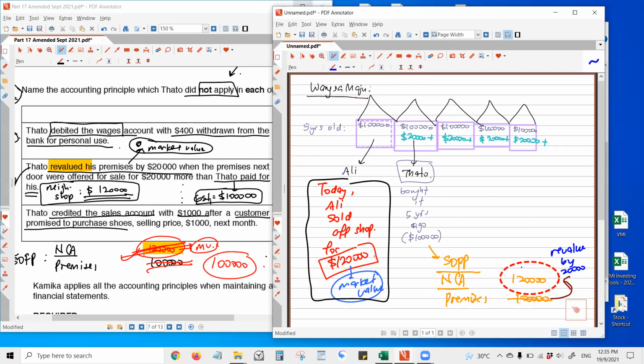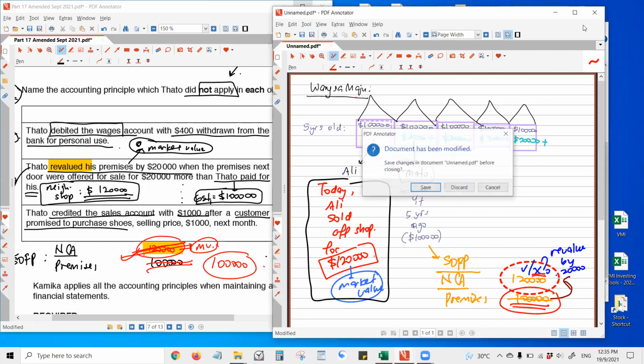So is this the right way to do? The answer is no. This is not right, because the question doesn't tell you that Tato would like to close down his business. So Tato is supposed to show the original 100,000, the cost, in order to follow the going concern principle. Revalue means changing the cost to the market value. Okay, so I think you get it now. Tato doesn't follow the going concern principle. Okay, I close this.